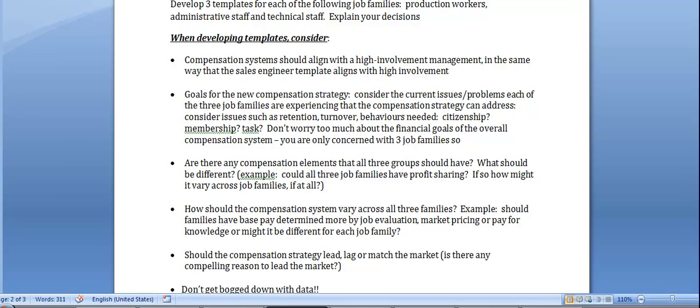Are there any compensation elements that you think all 3 groups should have, and how should they be, or maybe they should be different? So for example, one of the elements we said is that you have to look at in the template is profit sharing. Should they all have profit sharing? Should only one group have profit sharing? What should profit sharing look like? Should it be group profit sharing, individual profit sharing? What would look best? Maybe not all job families are the same, so you want to think about what should be the same and what should be different.